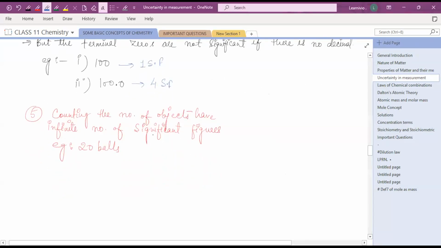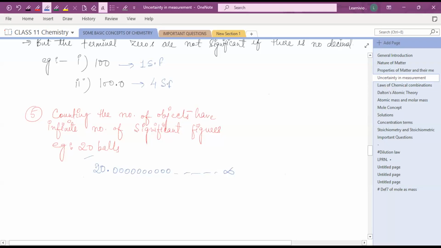Now see, the fifth rule is very important. If we are counting the number of objects, then they have an infinite number of significant figures. Like 20 balls, I said, or 20 chairs. So for 20 chairs, after 20, I can put any number of zeros, an infinite number of zeros. So if it is 20.00, its value doesn't change. The value can't be changed.